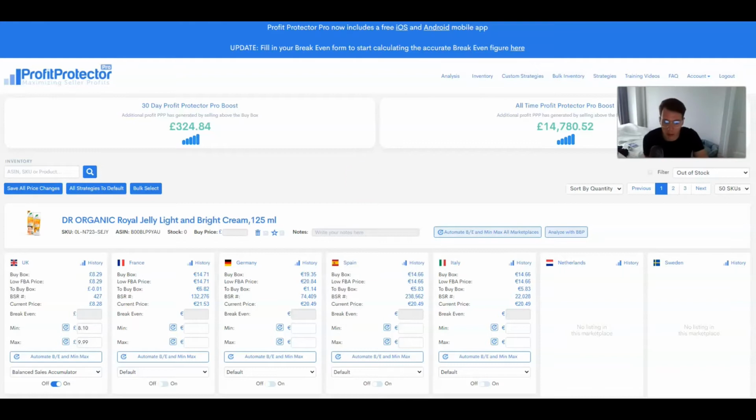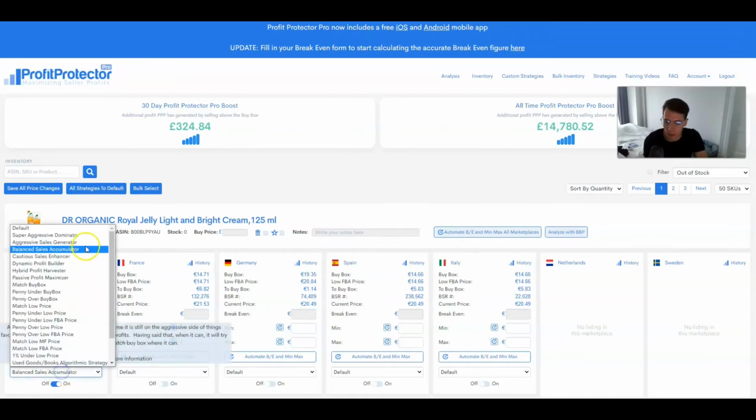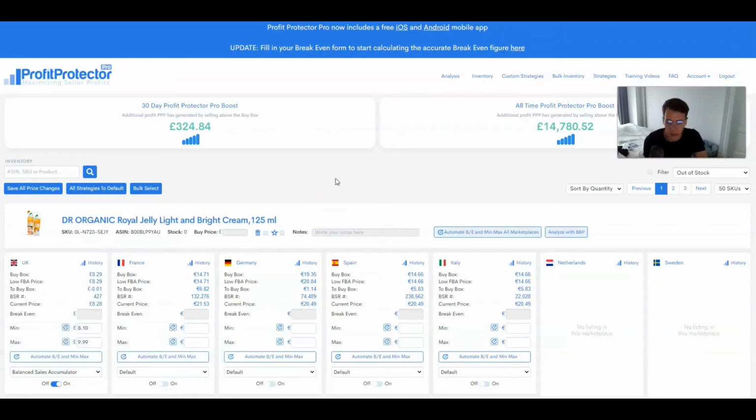So balanced, in this example here, it's just an example, I don't sell this product anymore, no idea if it sells good or not. Obviously balance is here, balance sales accumulator, and what this actually does is the algorithm reprices your products, so it is a good mixture between keeping profits higher, but also being competitive in the buy box.